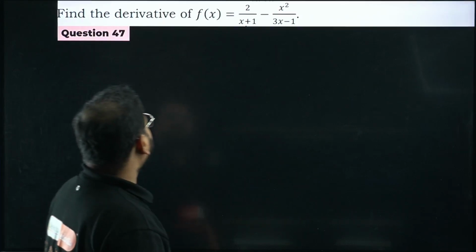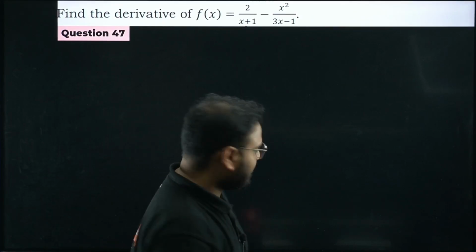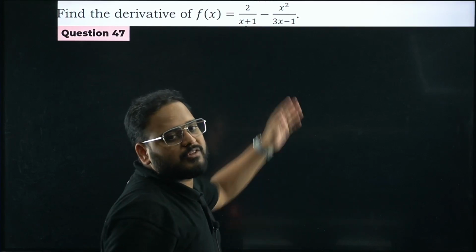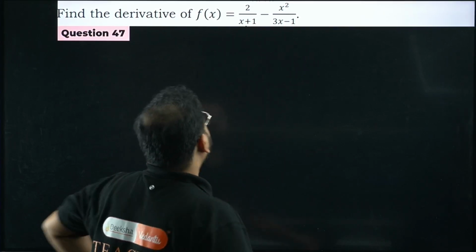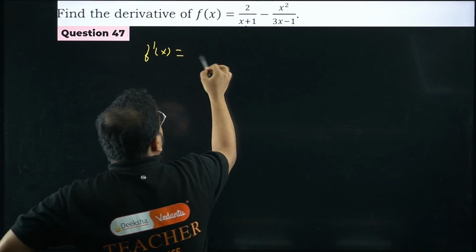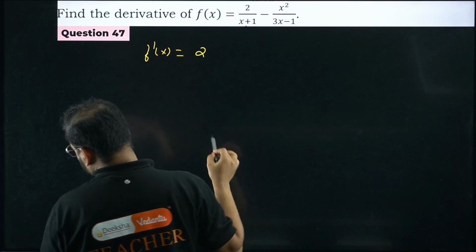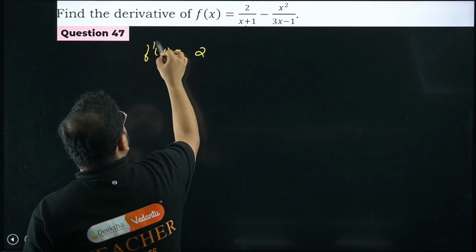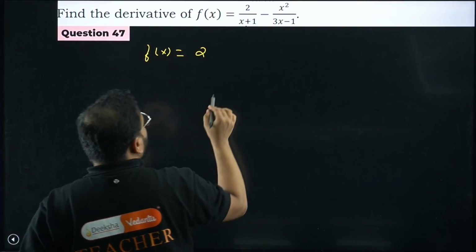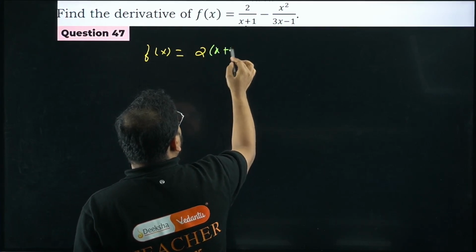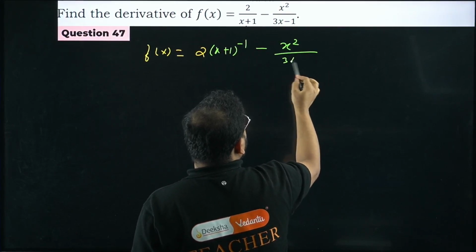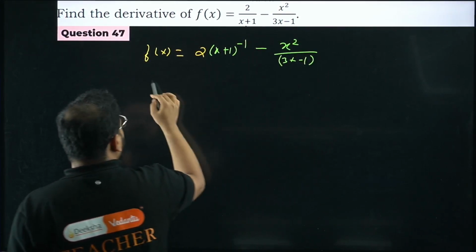47th now. Find the derivative of this. How do you solve it? I'll tell you. Use here a simple formula for polynomial. For the second one, you have to use, of course, quotient rule. Let's write the f of x first. I'll make some change in the function. It will become 2 times of x plus 1 power minus 1. And here you can write x square by 3x minus 1 only as it is. Not a problem. Differentiate now.